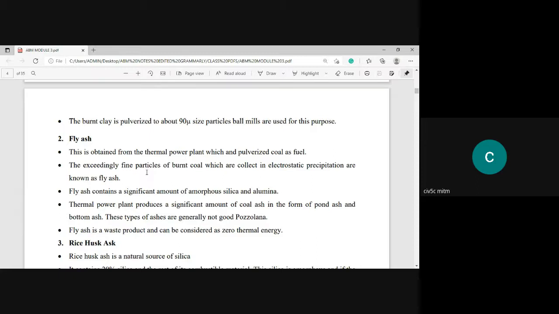Because in the same thermal power plant, you also get other types of ash: pond ash, mound ash, bottom ash, and so on. All those things I will explain in the last topic, building materials from agro waste. So now it is not necessary. We'll talk more about fly ash only. Fly ash is obtained in the thermal power plant.